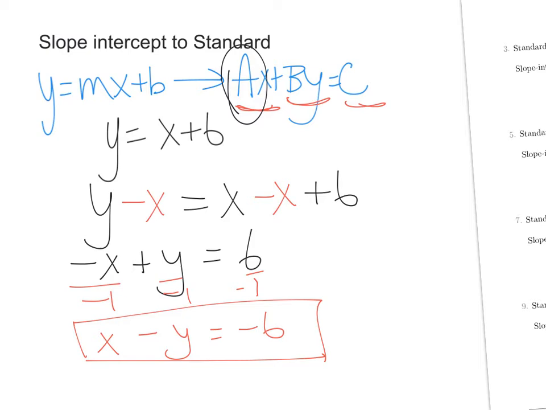Alternatively, we've talked about this, we sometimes want everything on the one side. You could have x minus y plus 6, so that -6 just becomes a plus 6 on the other side. So 2 answers. I will take either.